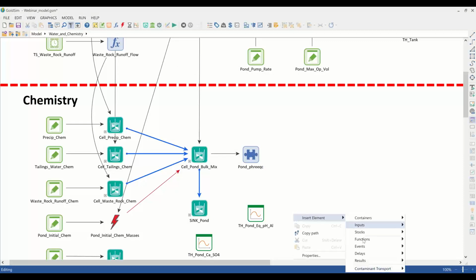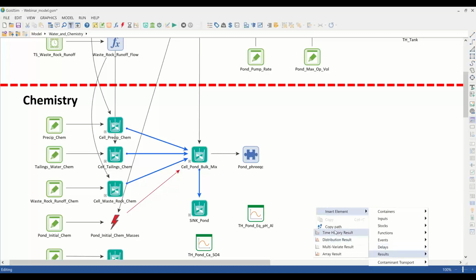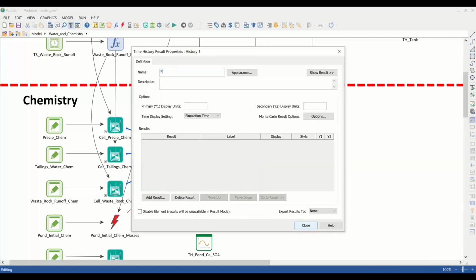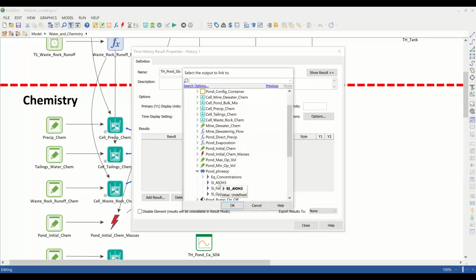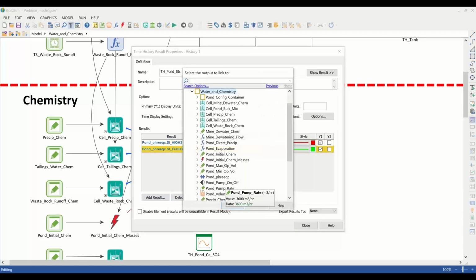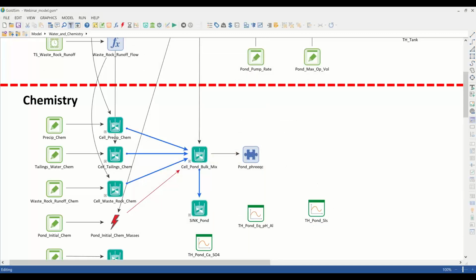So now if I wanted to get results for the set, I go to insert element, results, time history. I'll call this TH, pond, SIs. We can expand that same external element, because it now has these extra entries of aluminum hydroxide, iron hydroxide, and then finally the saturation index for gypsum. So I'll close this, I'll save it, and I'll run this one more time, and we can see those results.